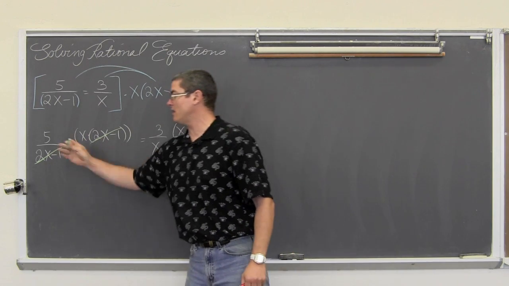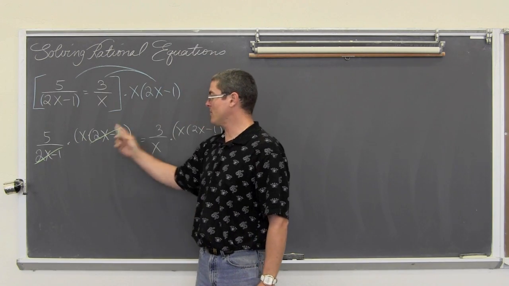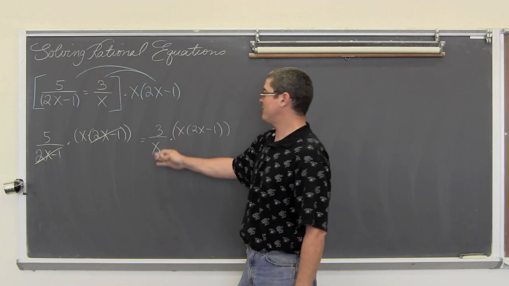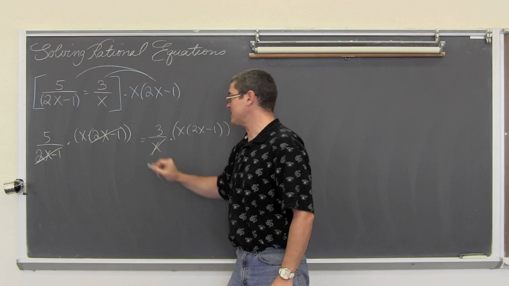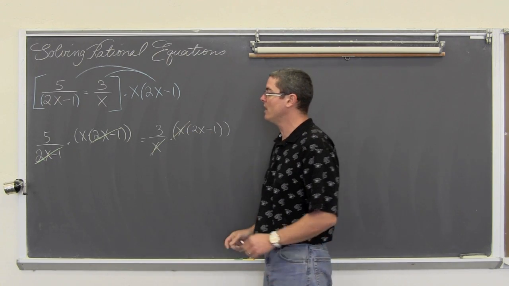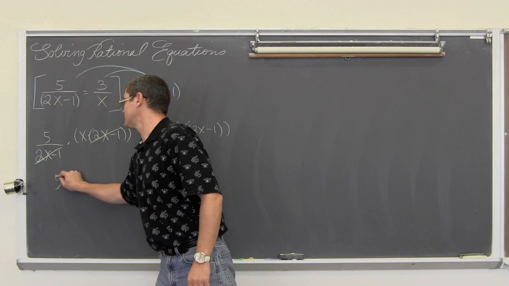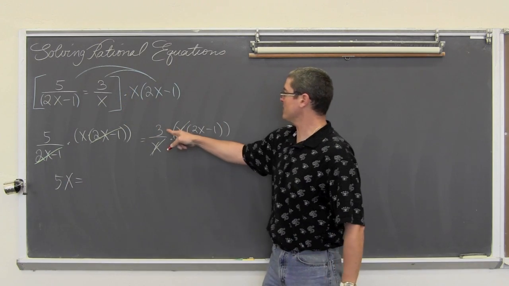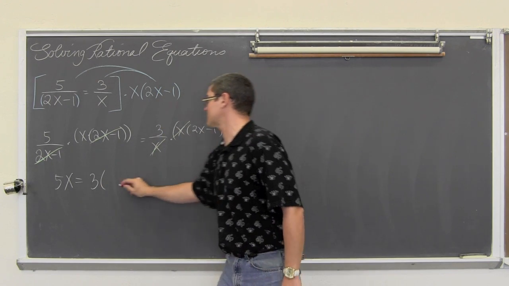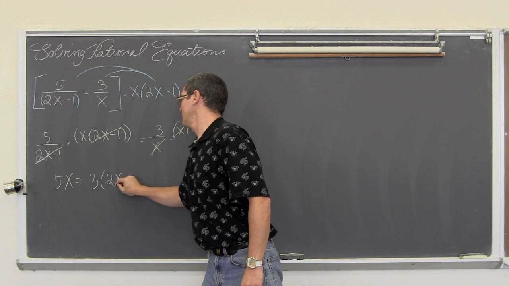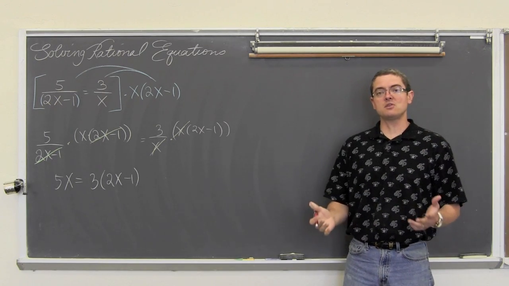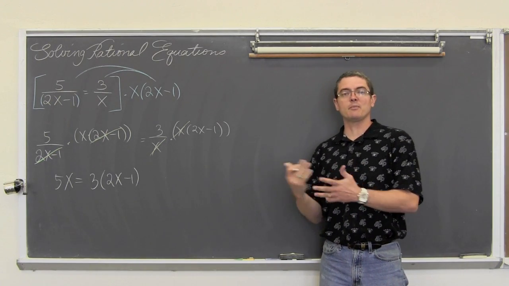So we have a division of 2x minus 1, and we're multiplying by 2x minus 1, so those are going to cancel out. And the other term, 3 over x, that denominator of x is going to cancel out with the factor of x that we're multiplying through. And we get 5x is equal to 3, well, the x's cancel out, so we have 3 times 2x minus 1.